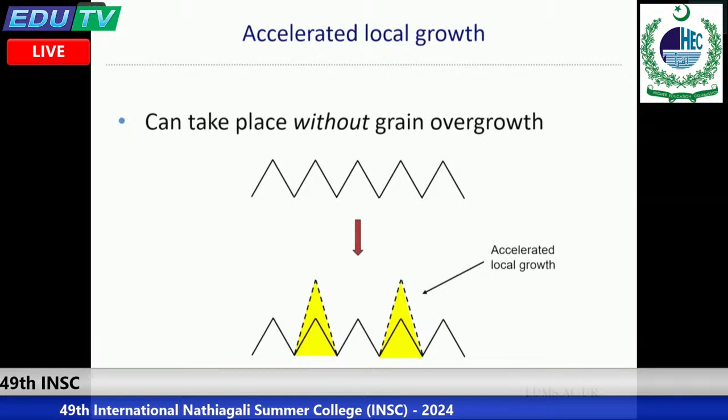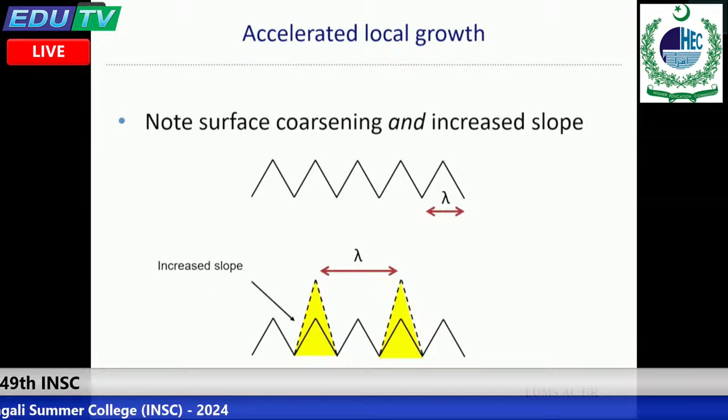You also could imagine that accelerated local growth could make a film structure coarser even without overgrowth. So what you can see here is I've again selected two grains, and I've said they grow faster than the others, but without actually growing over the others. You might say this doesn't make the structure coarser. Well, actually it does make it coarser, because now the length scale between comparable features is still much bigger here than it is here. So you could get surface coarsening as a result of accelerated local growth with overgrowth or without.